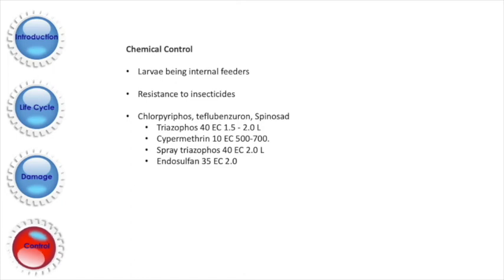However, triazophos at the rate of 1.5 to 2 liters and cypermethrin at the rate of 500 to 700 ml, and triazophos at the rate of 2 liters and endosulfan at the rate of 2 liters can be prescribed to use to control pink bollworm.